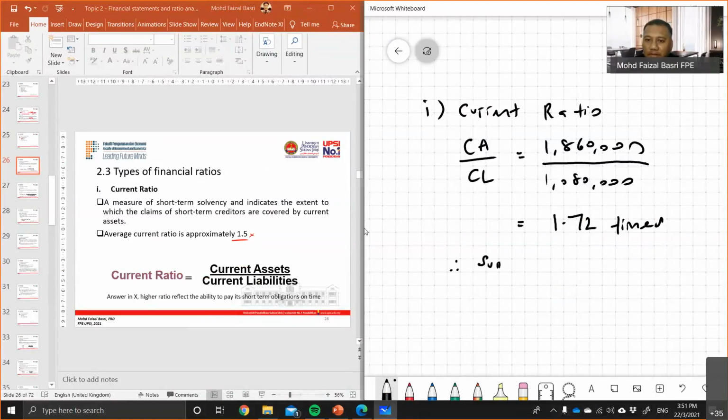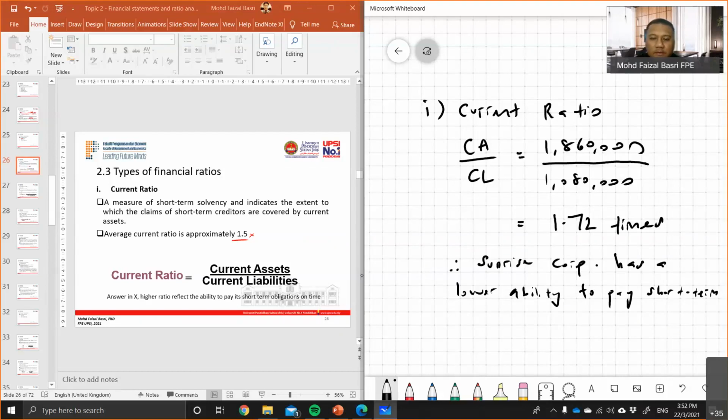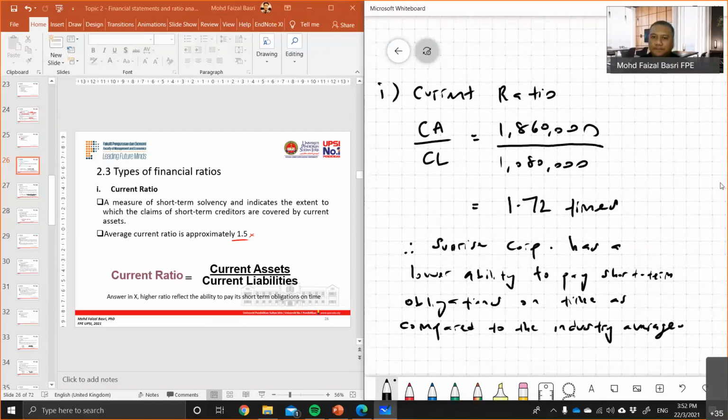Sunrise Corporation, we are talking about ability here. You can put here, Sunrise Corporation has a lower ability to pay short-term obligations on time as compared to the industry average, because the score is lower than 2.0. Something like this. So the gist of the information is all in here.